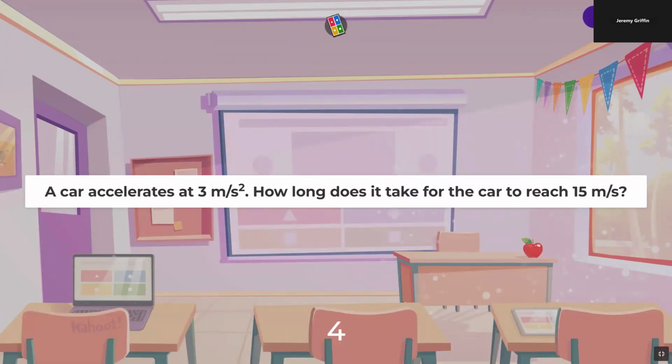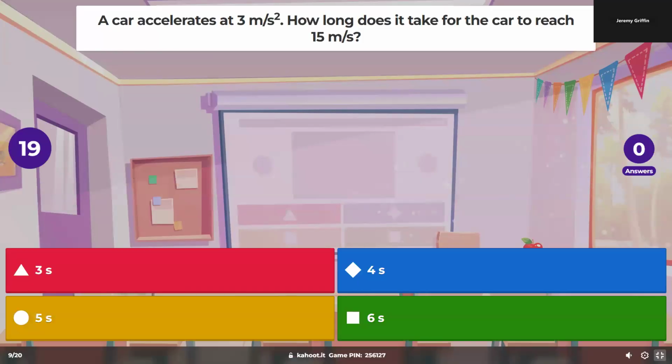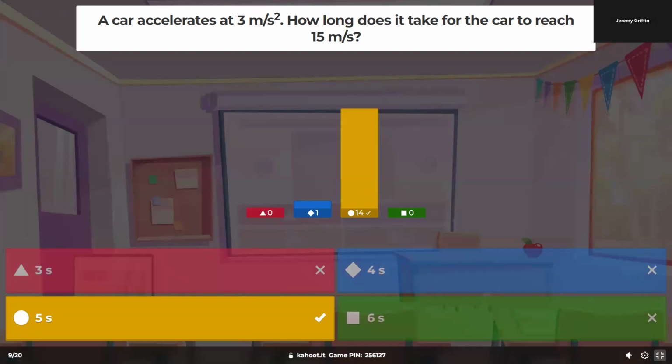Car accelerates 3 meters per second per second. How much time to get up to 15 meters per second? Oh wait, squared. Is that V equals GT? Or sorry, V equals AT, I should say. V equals AT. Okay, yeah. You guys good.